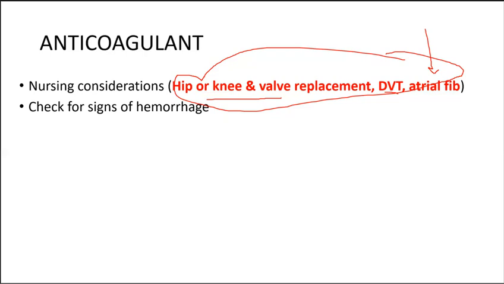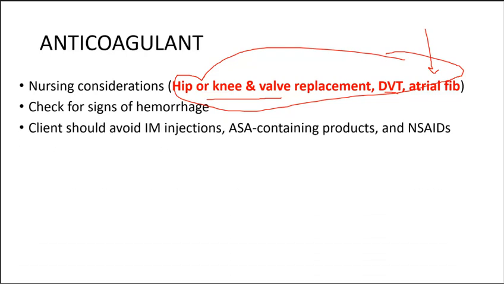Is there a drop in their blood pressure or a fall in their hematocrit level? That could tell you your client is bleeding. Do a Gaiac stool test. Is it positive? That tells you there's occult blood in the stool. So again, we need to check for signs of bleeding in these clients.